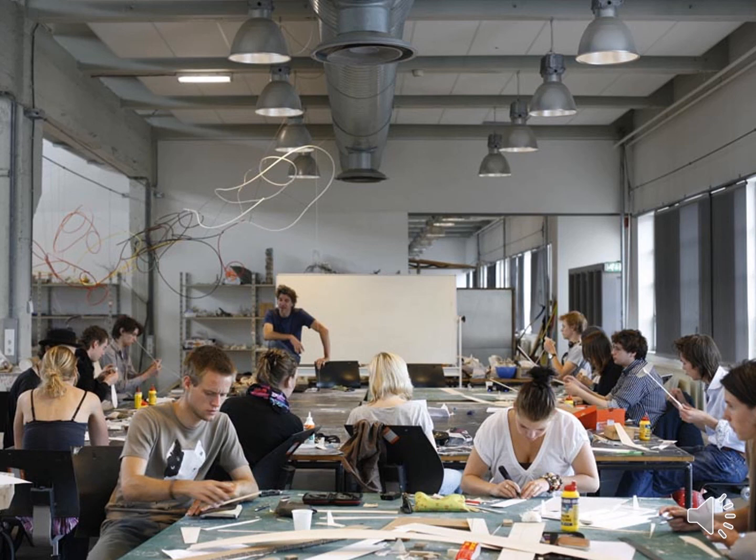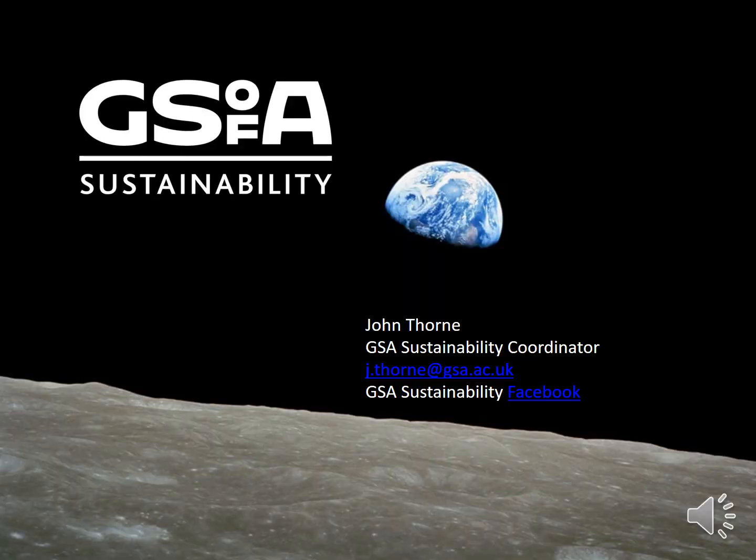Try not to be overwhelmed by the issues, but actually work out which part of the system you can change. And think about systems changes, not about minor changes. Don't tweak the system, change the system. And here at the GSA, in our official strategy, we ask you to be disruptive, ask questions, make the big change. You can contact me on this email address, and also we have a sustainability Facebook.